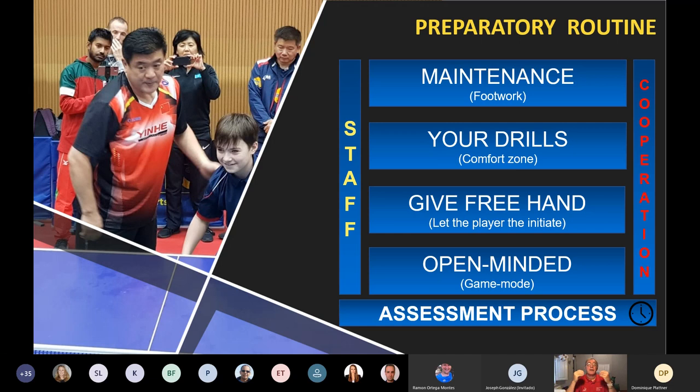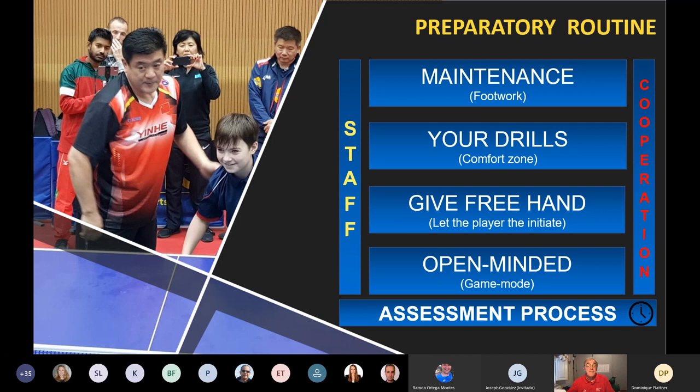Players at that level have their own feeling. So it's important that there is a time for them to think, okay, take your 10 minutes, go on your own. You decide when your partner is ready, to apply what you want, what kind of ball they have to give you. Giving free hand means letting the player take initiative, because when they are the performers, they have to take initiative. We cannot expect that we lead them from ball number one to the last ball. They have to think in a certain way, so it's important that also during the regular preparatory routine, they have some time for themselves.